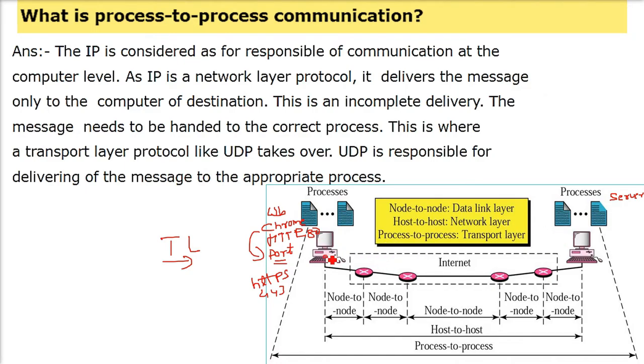So IP is all about going to the host, but this is incomplete delivery. The message needs to be handed to the correct process, because you may be working on three networking applications. Which networking application should this IP content be given to? This is where a transport layer protocol like UDP or TCP takes over, and this is how they deliver to the actual process. For example, when web pages are coming, where should they go? They should be shown on your web browser, not on any other networking utility.